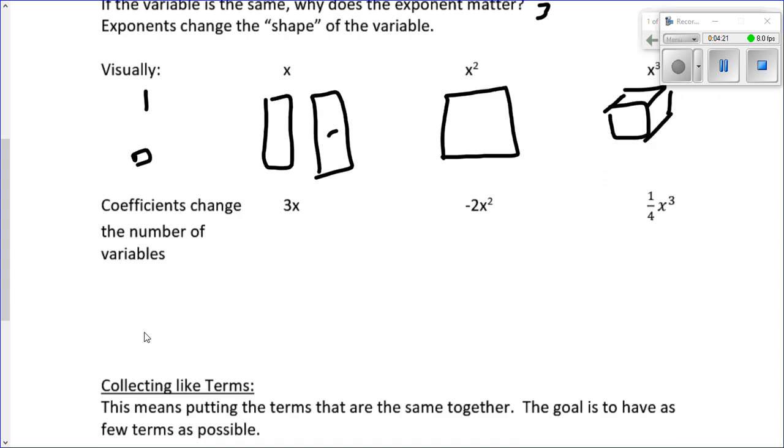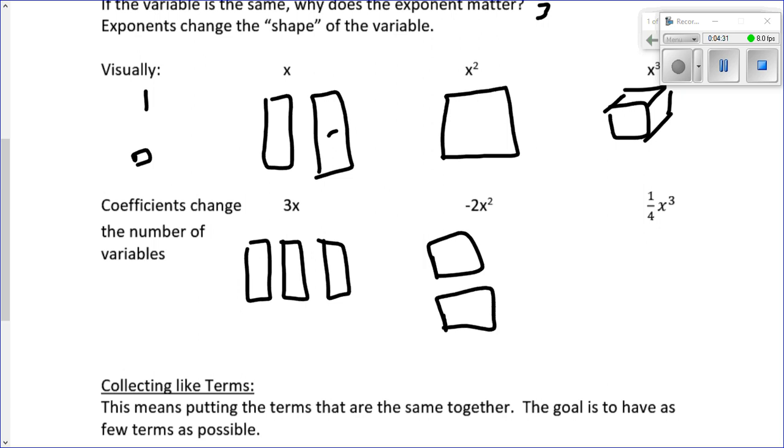So if we're looking at, say, 3x using our visual model, what it means is that we have 3 of those stick thingies. If we're doing 2x squared, it means we have 2 of those squares. Now, 1/4 x cubed, a little harder to show, but we draw the shape, and then we just take 1/4 of it. And that's all we're using.